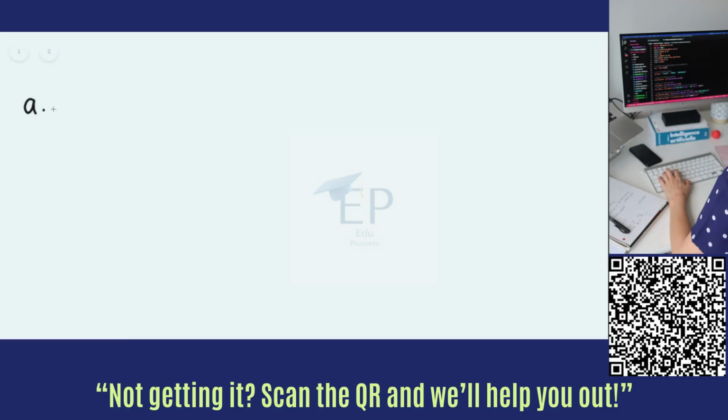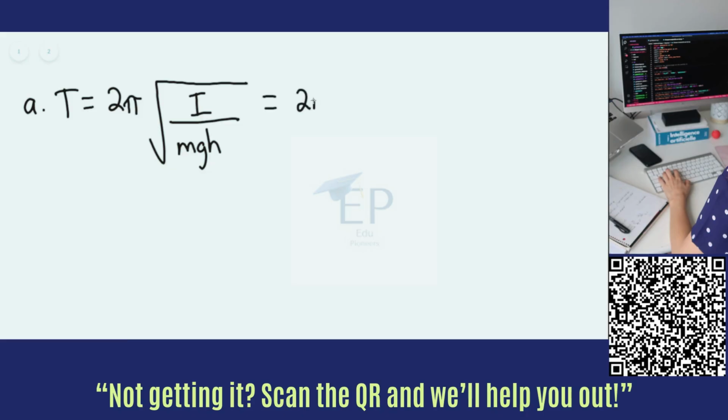Here for part A, we know that for the physical pendulum, the period T equals 2π times the square root of the moment of inertia divided by mgh. And this would be equal to 2π, according to the parallel axis theorem, times the square root of the moment of inertia through the center of mass plus mh squared, divided by, again, mgh.